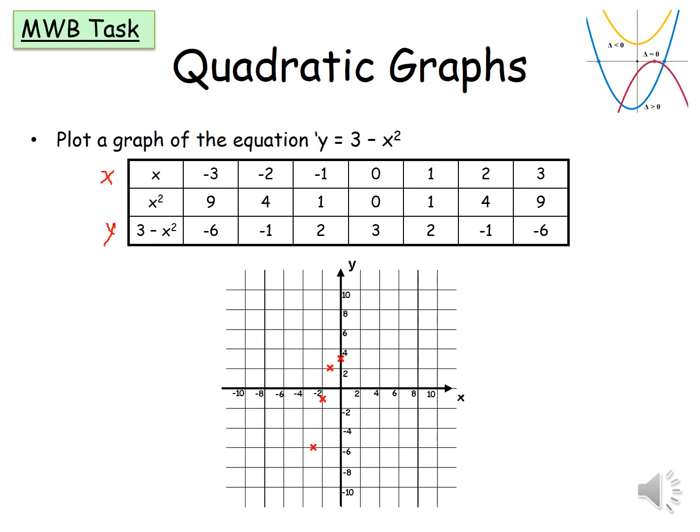When x is 1, y is 2, 1 and 2. When x is 2, y is minus 1, 2 and minus 1. When x is 3, y is minus 6, 3, minus 6. Once you have plotted all your coordinates, what you need to do is make a curve from this graph. So you get something like this and label it. So the equation of this curve, of this quadratic graph, is y equals 3 minus x squared.